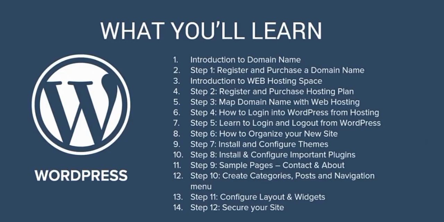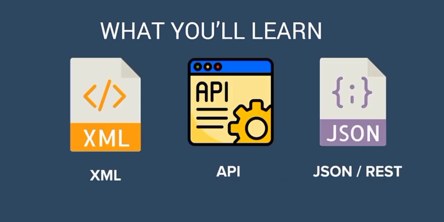Then we'll jump into WordPress. In WordPress, we will also start from complete scratch, something new from scratch, right? So you have to go and purchase a domain. We'll show you that, and also how to do the web hosting. Then we'll register and purchase the web hosting plans. Then we'll map the domain. Then we'll understand how to log in, log out, and how to create some pages, how to install themes, how to configure, and we'll completely work through one of the websites that we'll build in this section.